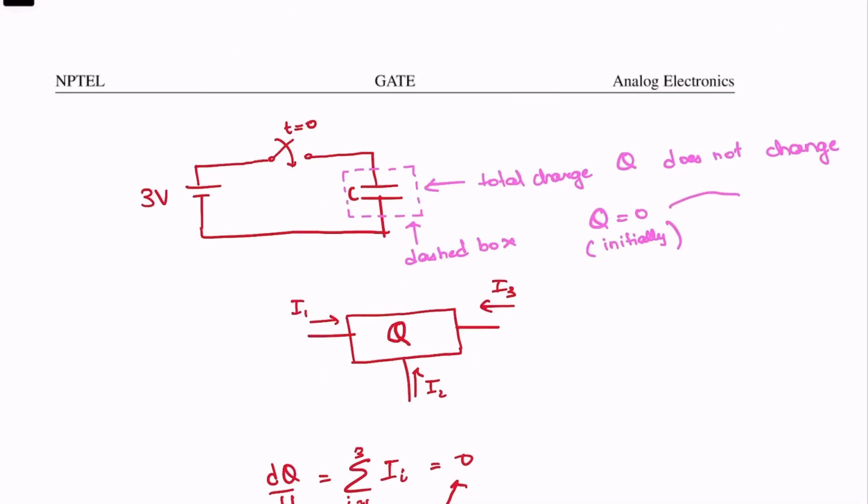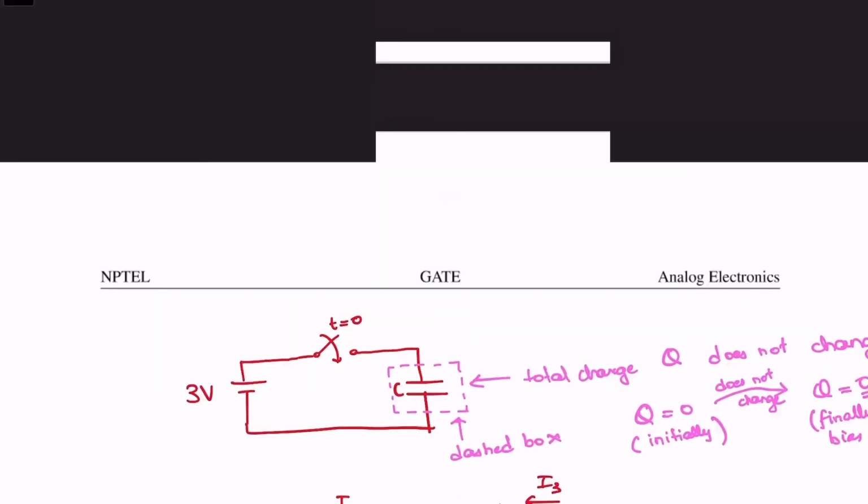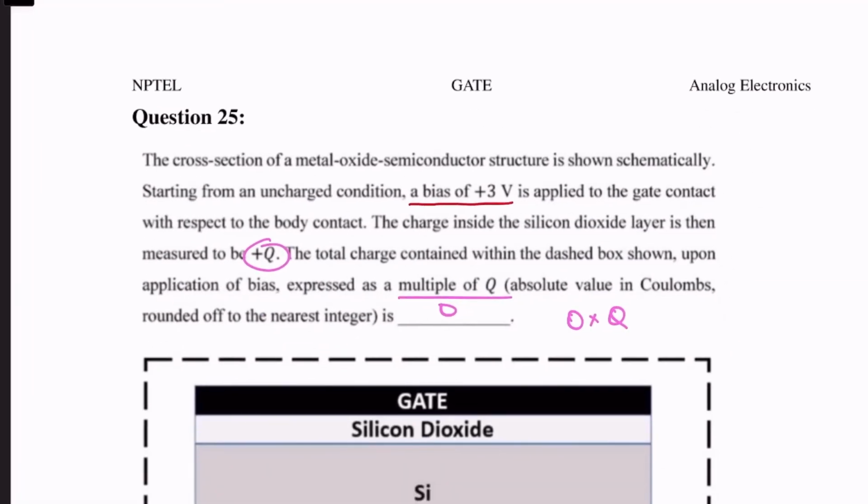Since this Q does not change, we get that Q is equal to 0 finally, that is after the application of the bias. So as this does not change, therefore we get that the answer is 0, and since they are asking us the answer as a multiple of Q, we can just say 0 into Q, and so therefore the answer is 0.